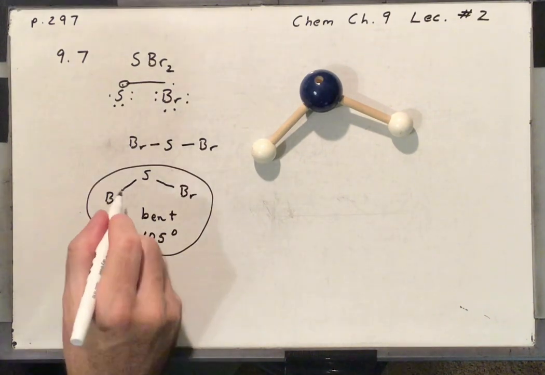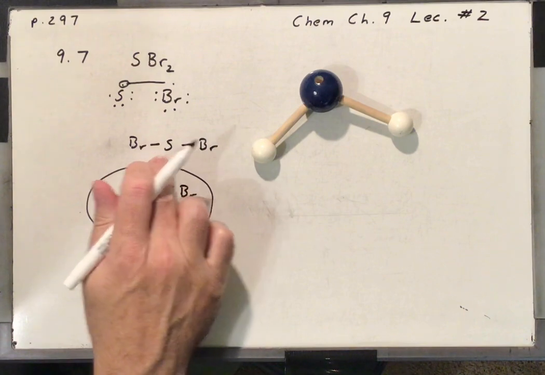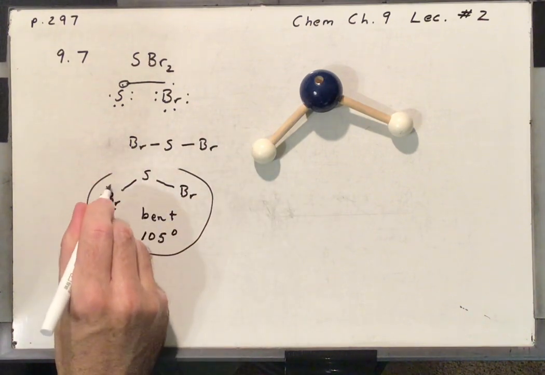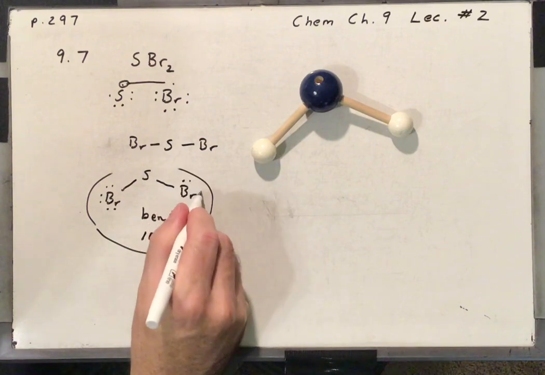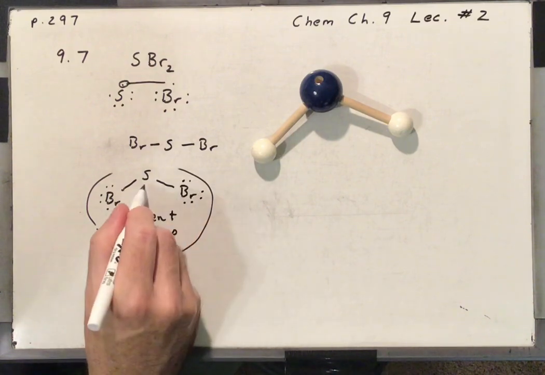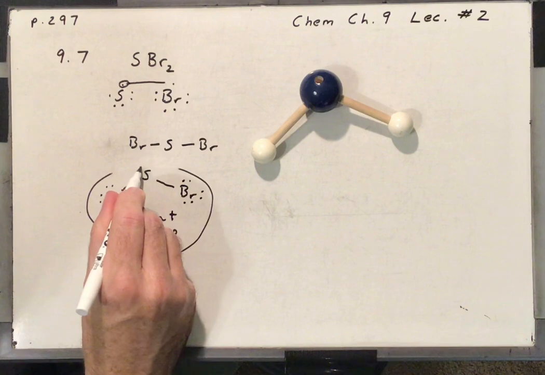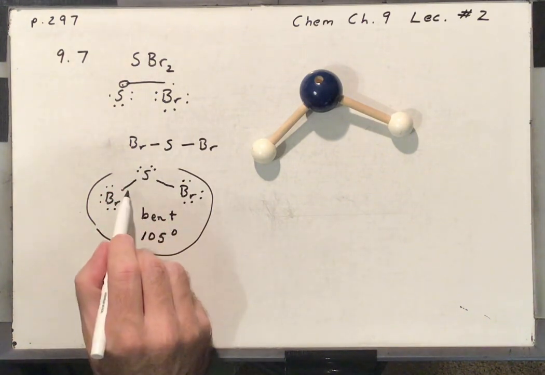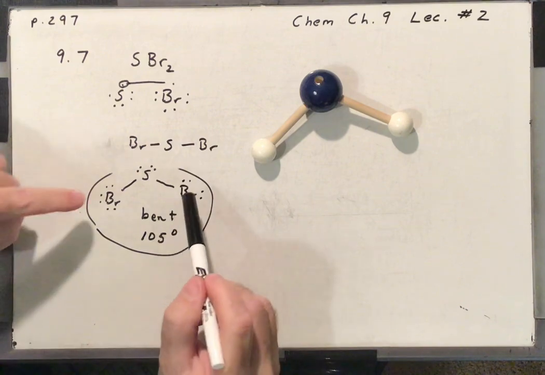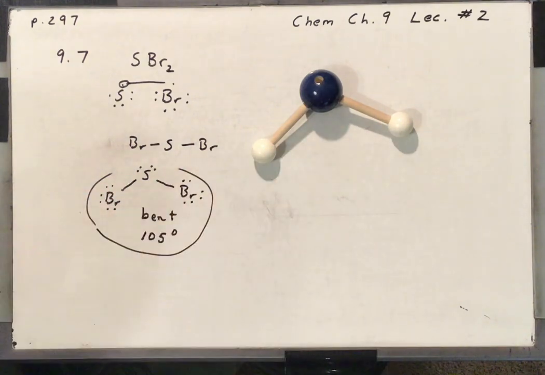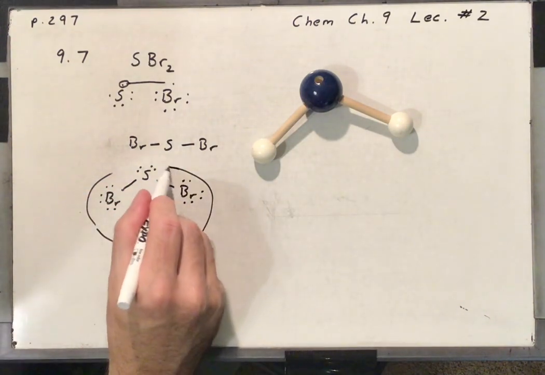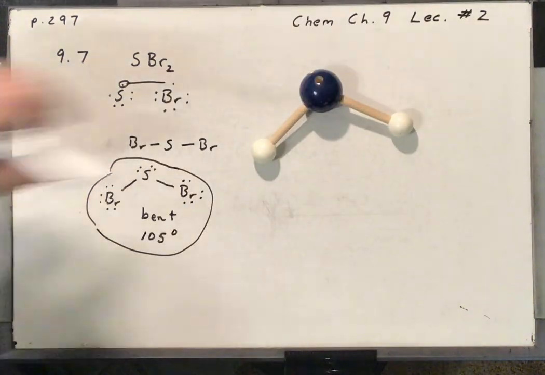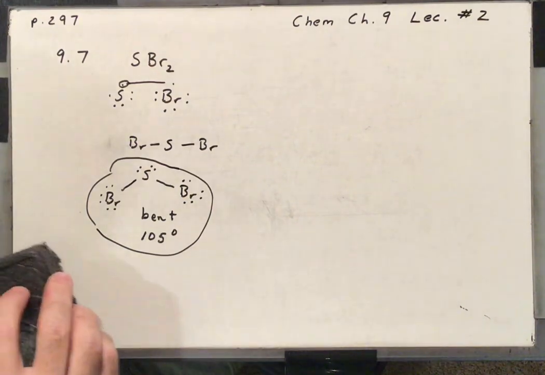All right, and I'm so sorry, I forgot the dots on that. So 1, 2, 3, 4, 5, 6. 1, 2, 3, 4. Don't forget the dots on your test. All right, and then we'll put those 2 pairs up here, and they're influencing that shape and squishing down those bromines to 105 degrees. Okay, so that is 9.7. Let's do 9.8.